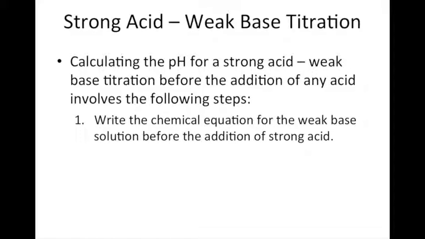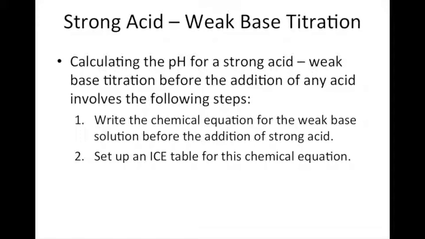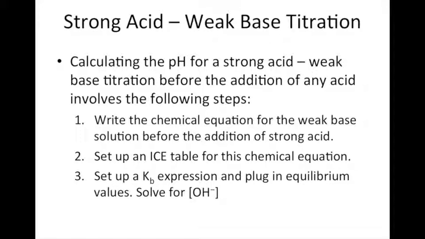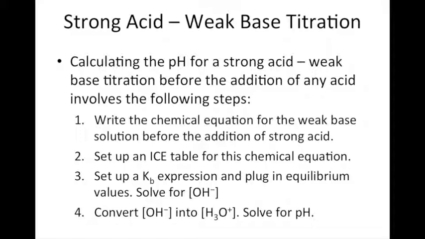First thing you need to be able to do is write the correct chemical equation. Next, you need to be able to set up an ice table. Then, since we have a weak base, we would use a Kb expression and plug in our equilibrium values from our ice table, and we would solve for the concentration of OH-. We could then convert OH- into H3O+ concentration and solve for the pH.